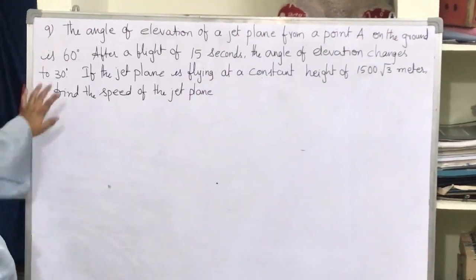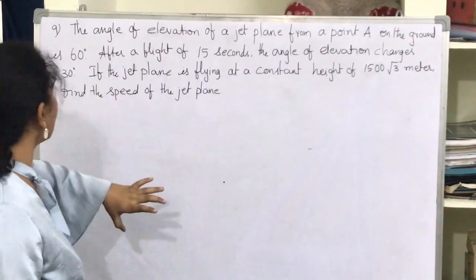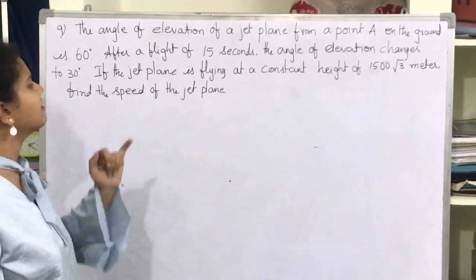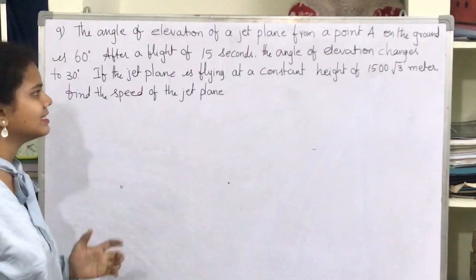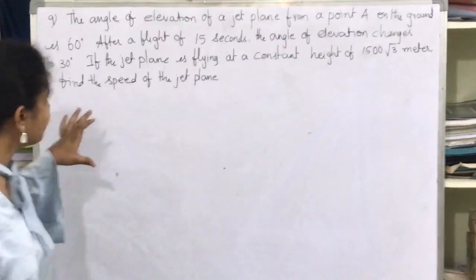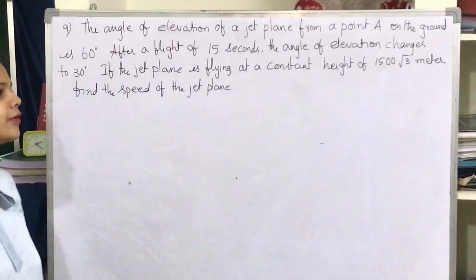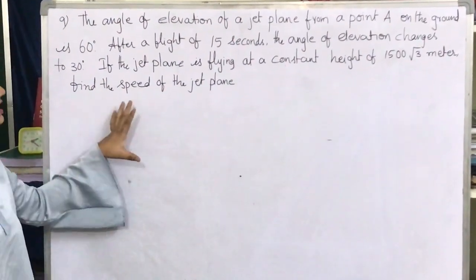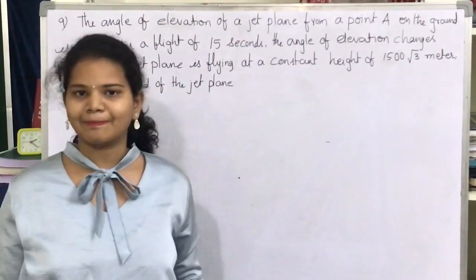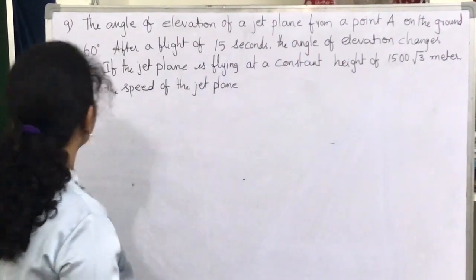The angle of elevation of a jet plane from a point A on the ground is 60 degrees. After a flight of 15 seconds, the angle of elevation changes to 30 degrees. If the jet plane is flying at a constant height of 1500 root 3 meters, find the speed of the jet plane. Now here, just draw the diagram by the given data.